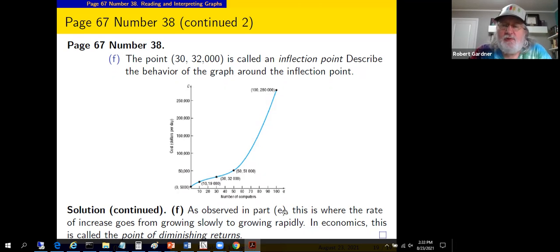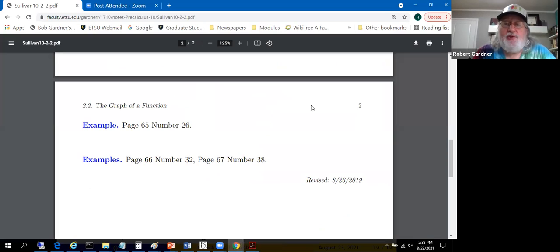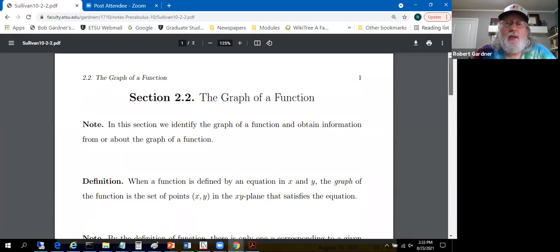In the business world, in economics, this is called a point of diminishing returns. The more you produce, the more expensive it becomes than it had previously been. So point of diminishing returns in a cost function is what economists call a point of inflection, the math term. Math term is point of inflection, point of diminishing returns is an economic expression. And that takes care of section 10.2, introduction to the graph of a function.